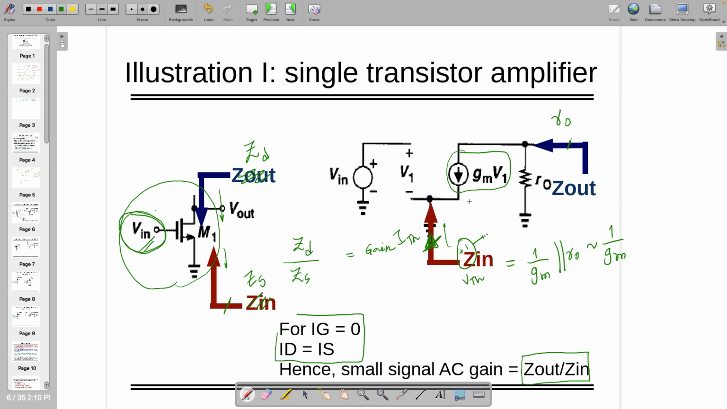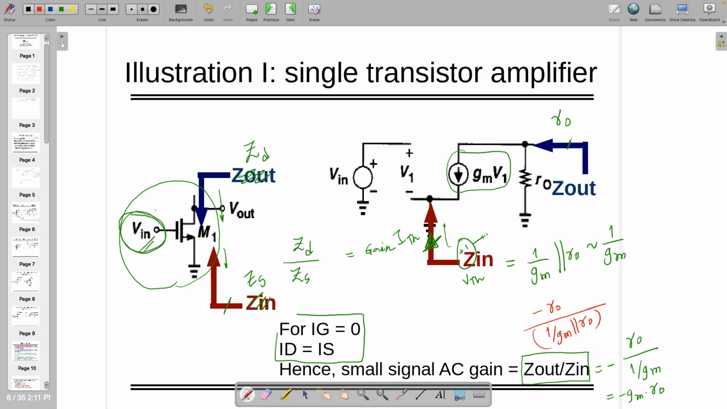However, because the current is in a different direction, you can write Z out is nothing but RO divided by 1 by GM. So that will give you minus GM times RO. Some books do not like this one, and they might write RO divided by 1 by GM in shunt with RO. It's also correct. So whichever way you like, you can keep it over here.